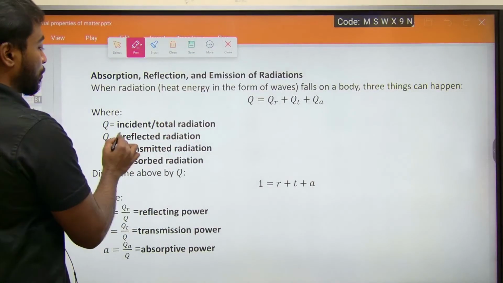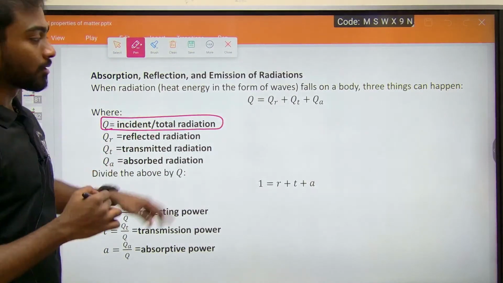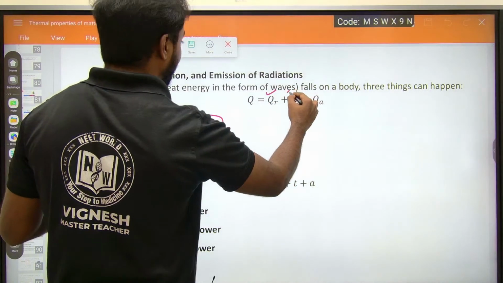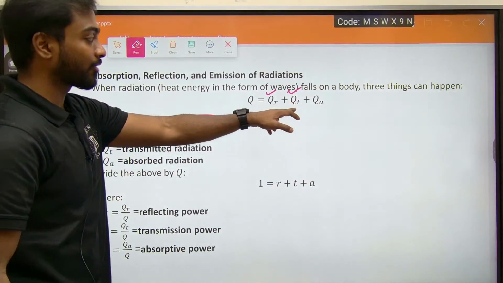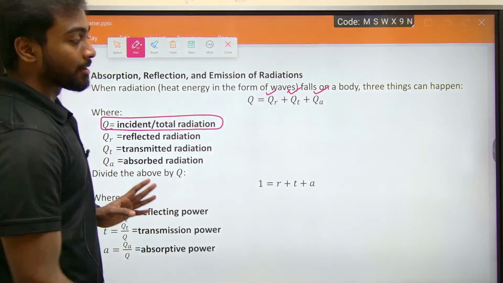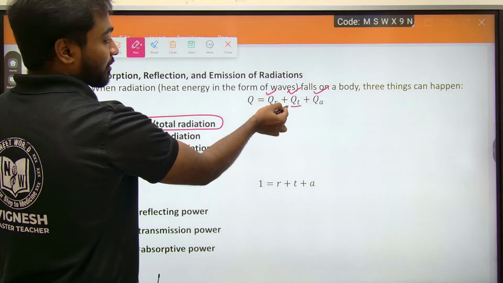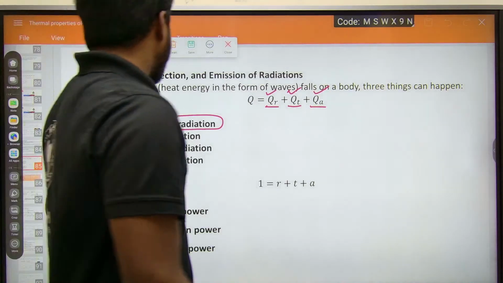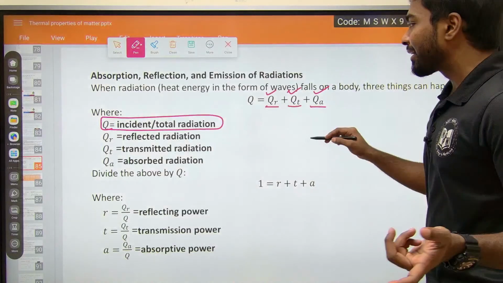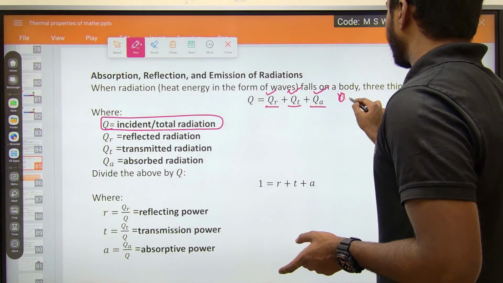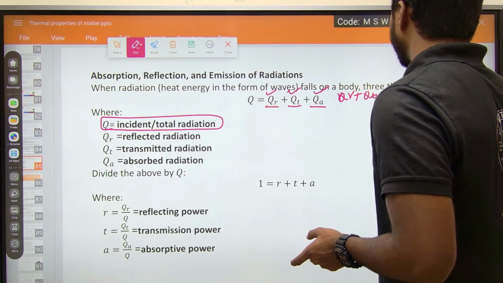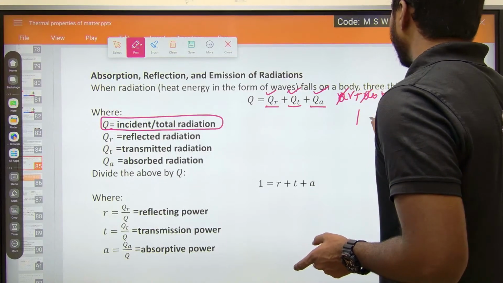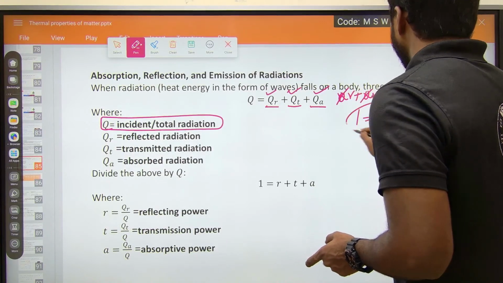So Q is the incident or total radiation, R is the reflected radiation, T is the transmitted radiation, and the rest is the absorbed radiation. If we divide everything by Q, we get QR/Q plus QT/Q plus QA/Q equals Q/Q. So Q gets cancelled, and 1 equals R plus T plus A. That's the value we have got here.